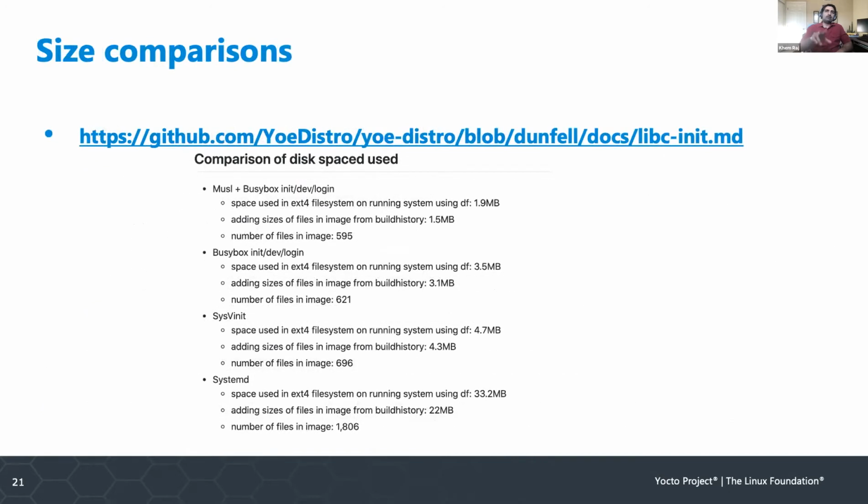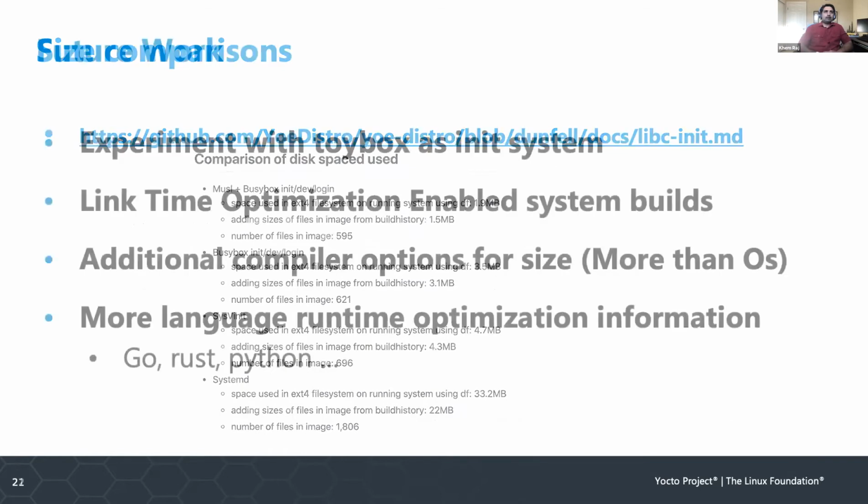I've given a good link here where you can look at some comparisons I've done on what it looked like when I chose different options for the C library and so on, in different init systems. I won't go over it, but if you have some further questions, please follow up.